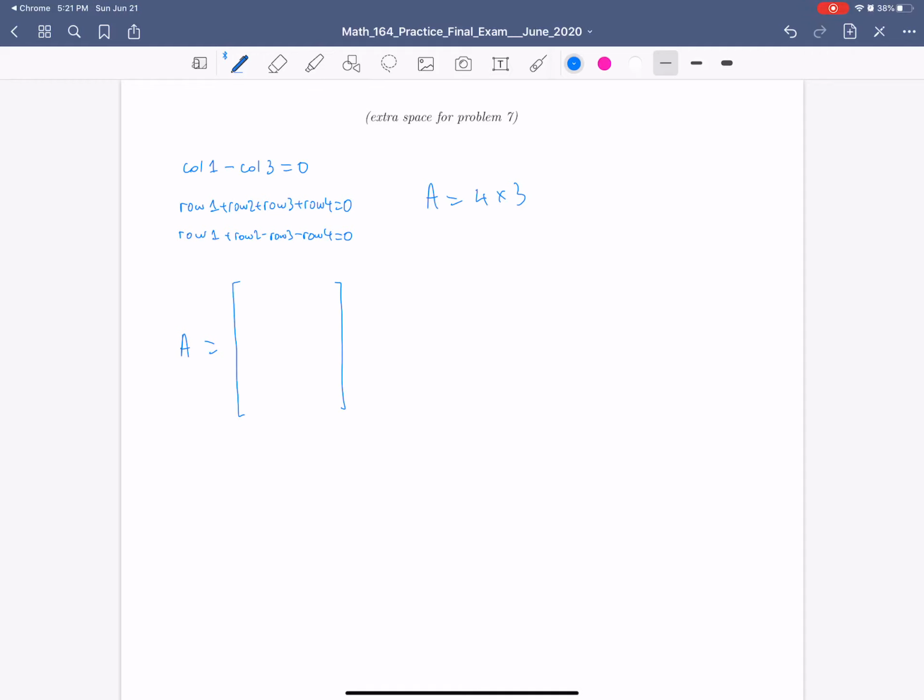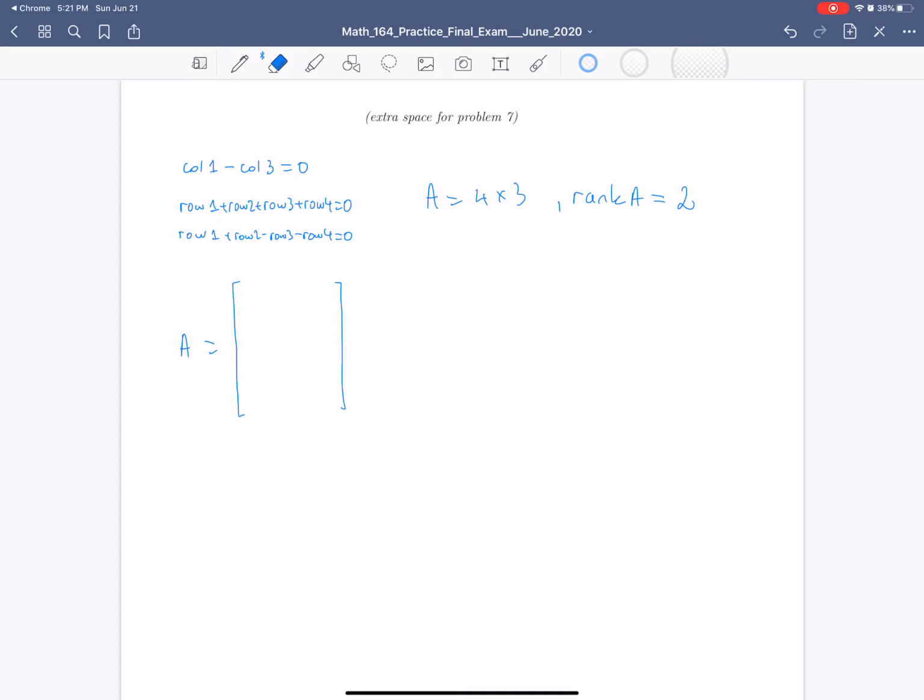that actually, you see, column 1 minus column 3 being equal to 0 simply says column 1 equals column 3. What about the rank of A? Well, if there is only one vector in the null space, that means there is only one free column, which means there are two pivot columns. So the rank of the matrix is 2. So I know that the first and the second column will be linearly independent, but the third column will simply be the same as the first one.